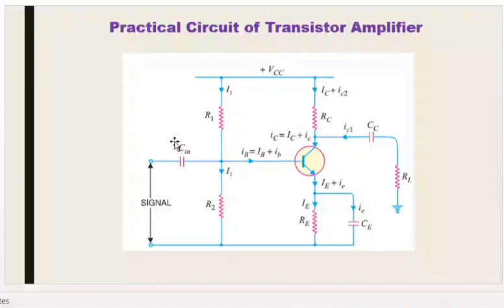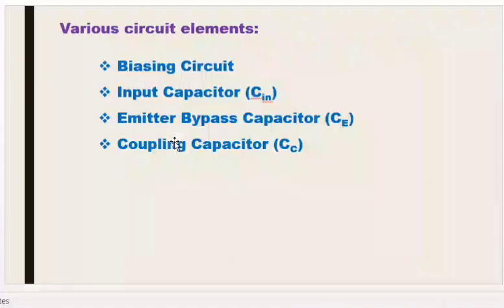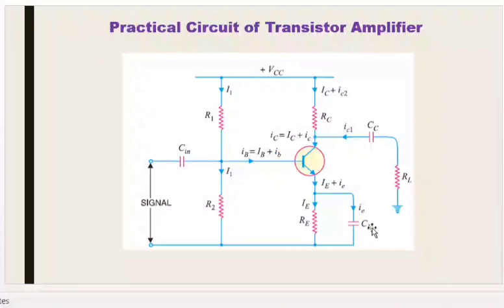Then the third one, the emitter bypass capacitor. Here we are using the emitter capacitor. This capacitor is connected in parallel with the RE resistance, or emitter resistance.